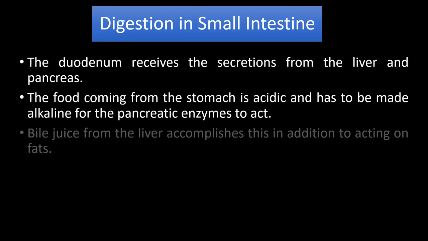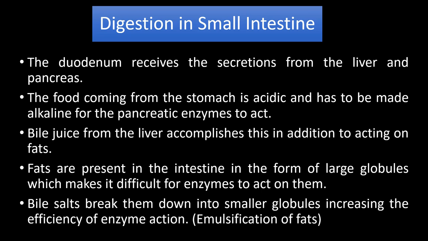Now the food coming from the stomach is acidic and has to be made alkaline for the pancreatic enzymes to act. The point here is HCl had basically made the food acidic. The food in the mouth and the esophagus were alkaline in nature. Now the pepsin produced in the stomach requires an acidic condition. So the HCl made the food acidic. But now the enzymes present in the pancreatic juice require an alkaline condition to act.